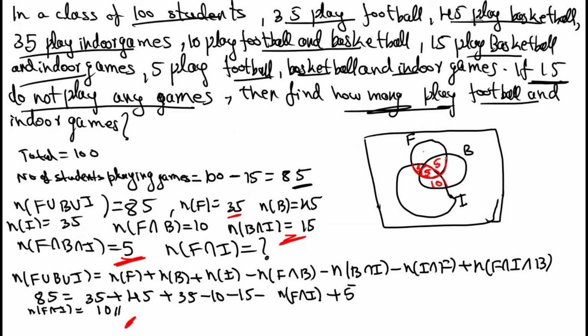15 you already wrote, right? Okay, then 35 minus 15, so it's equal to 20. So 20, 30, 35. Total you will get 35. Then B, n of B is equal to how much?